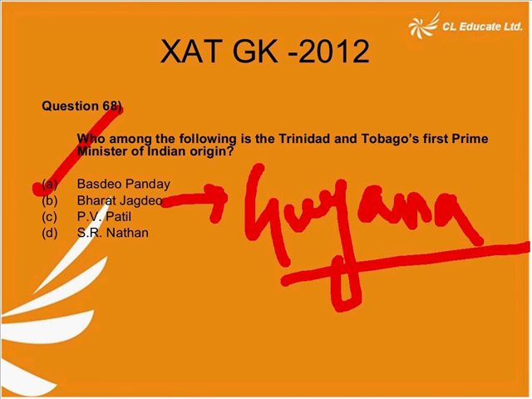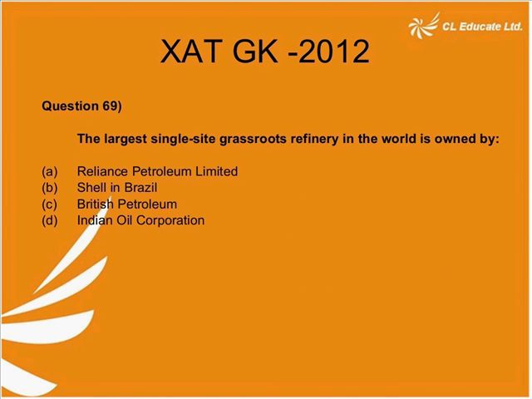Question 69. The largest single-site grassroots refinery in the world is owned by? Who owns it? Easy question. It is located in India itself, India's biggest oil refinery. Yes, correct, Reliance Petroleum. In which city? New Delhi or Bombay? Yes, in Gujarat, Jamnagar. Absolutely correct. कई लोग बंबई और दिल्ली बताने लगे थे. The correct answer is Jamnagar, Gujarat.